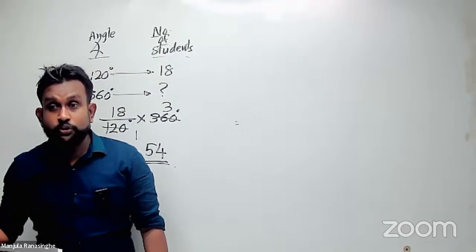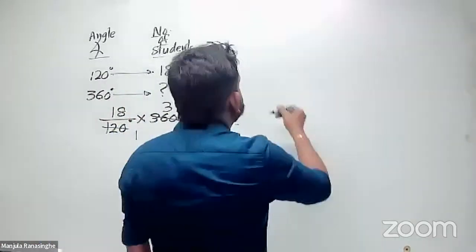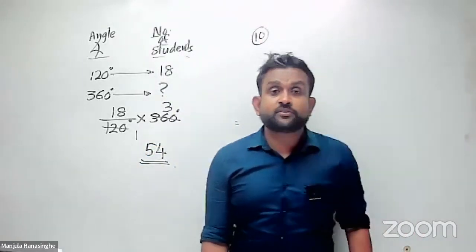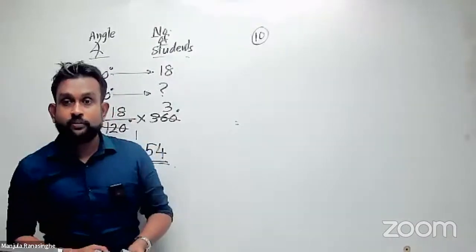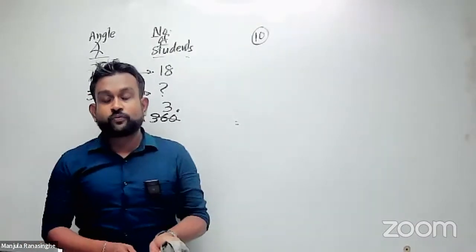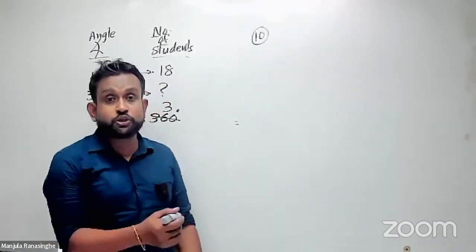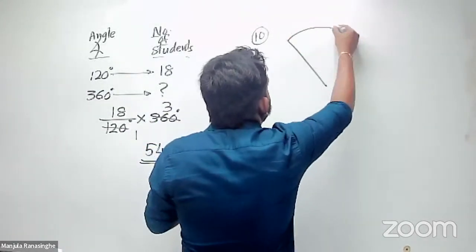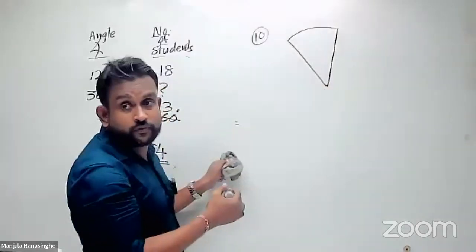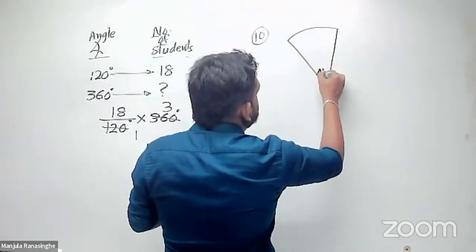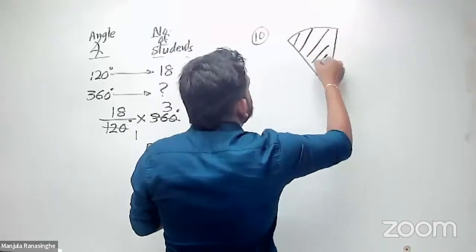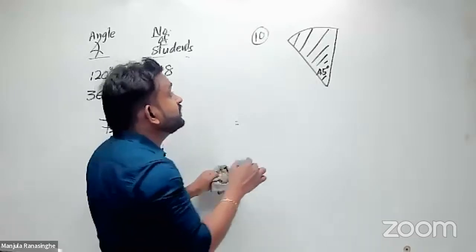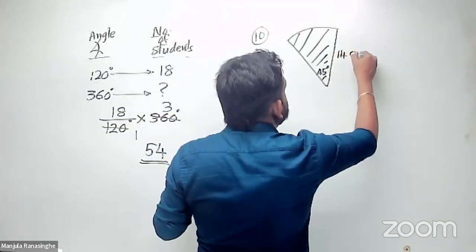Okay, now we are moving to question number 10. If the radius of a circle with center O is 14 centimeters, find the area of the shaded portion. Remember that the shaded portion is the needed one. The shaded portion is 45 degrees, right? As I mentioned, in the first paper only such three sectors are given, so practice the perimeter and the area of these three sectors.